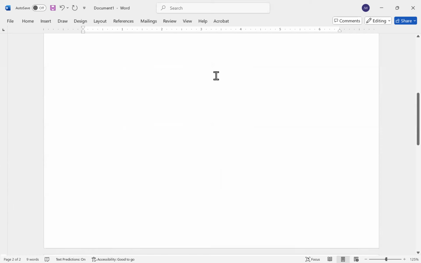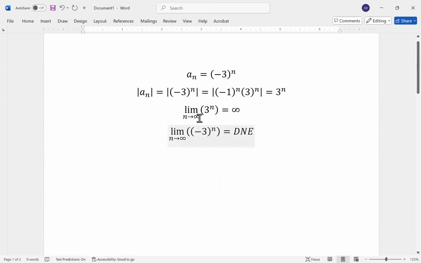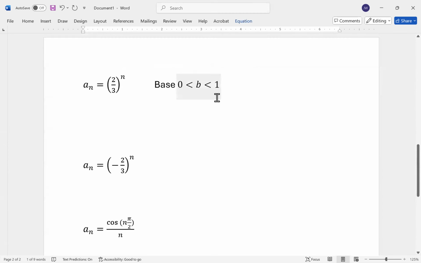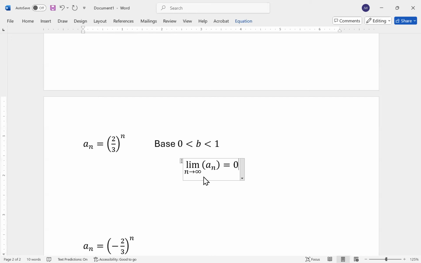Notice that in the previous example, I had an exponential function where the base was bigger than 1, and the limit of that one went off to infinity. So if the base was 3, it would go off to infinity. But if the base is between 0 and 1, then we're going towards 0. So there we go. The limit of this function is going towards 0.